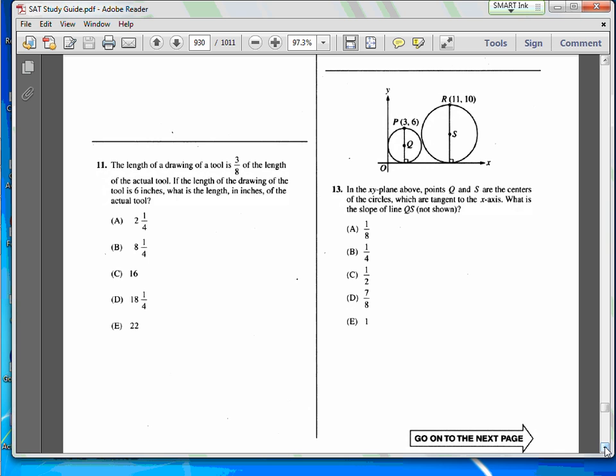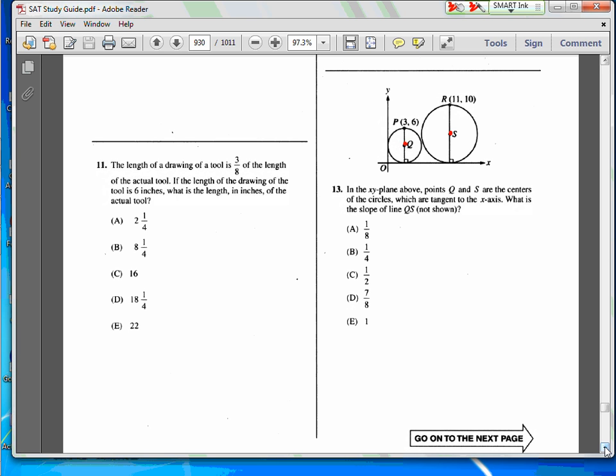Okay. So in the xy plane above, points Q and S are the centers of the circles, which are tangent to the x-axis. What is the slope of line QS, not shown? So one thing you have to ask yourself whenever they tell you that two points on the picture that are quite obviously the centers of circles are the centers of circles, you have to ask yourself, why did they tell me that?